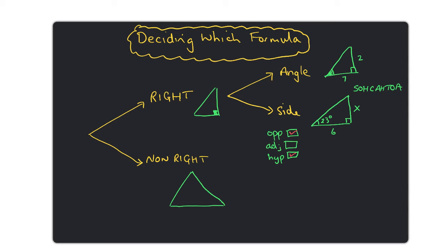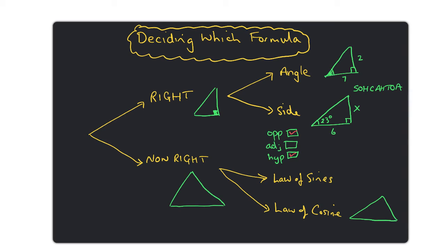How about a non-right triangle? Well, the first thing you're going to do is decide whether we are going to use the law of sines or the law of cosines. Usually, the law of cosines is a situation like this, where you've got an angle, 26 degrees, and you've got two sides like that. We call that SAS, side angle side.